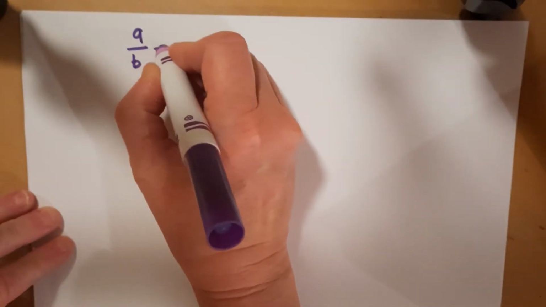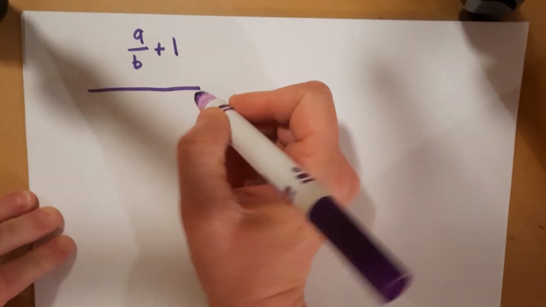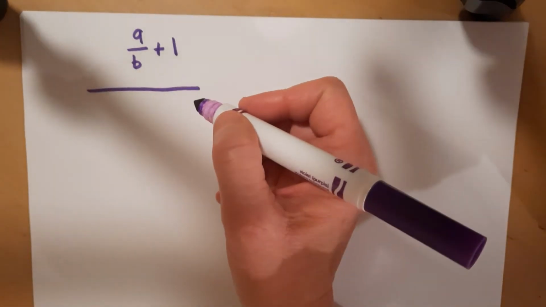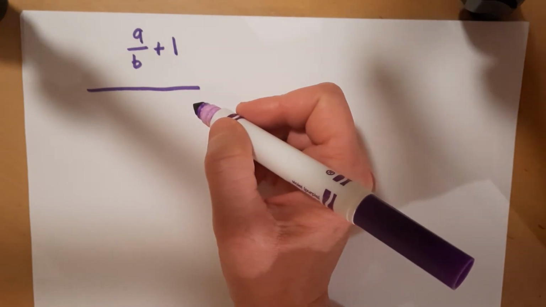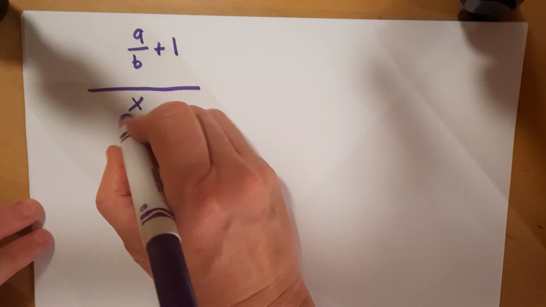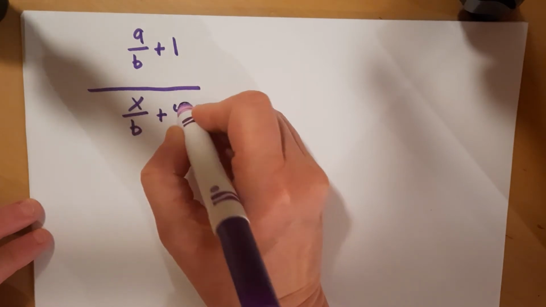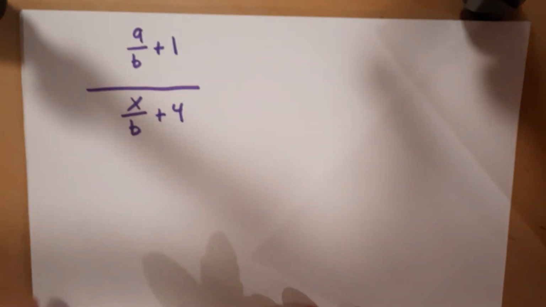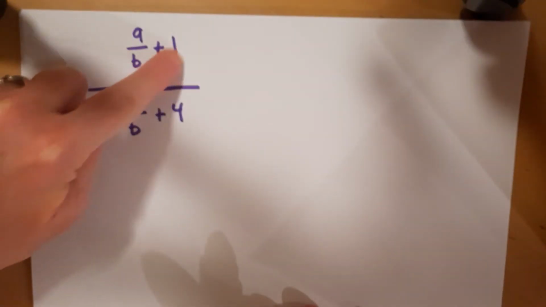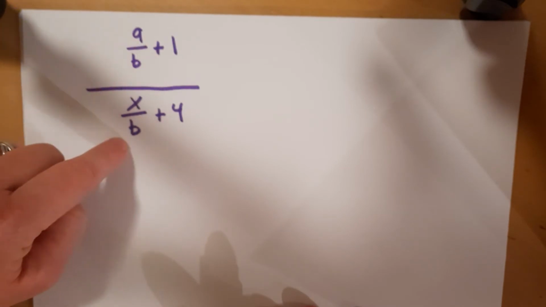So we're going to try a over b plus 1 all over x over b plus 4. Now if we notice in this complex fraction, both the numerator and the denominator have two terms in them. They're being added. And if you remember, we're wanting to try to get just one simple fraction in both the denominator and the numerator.